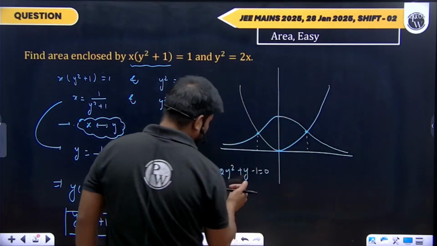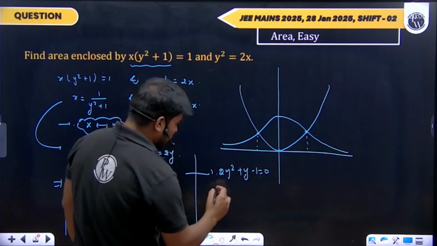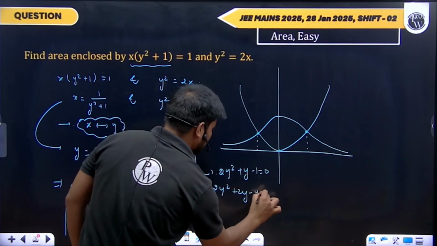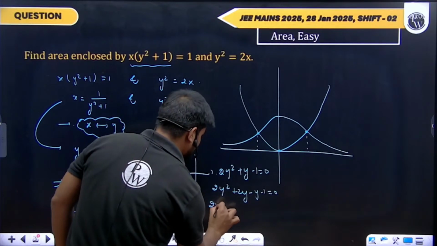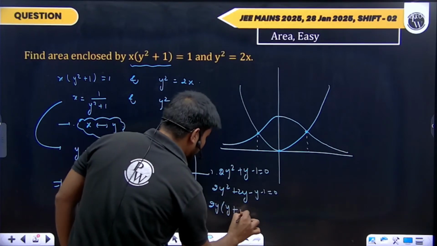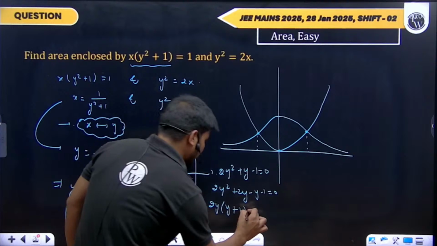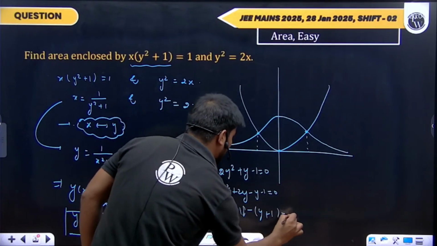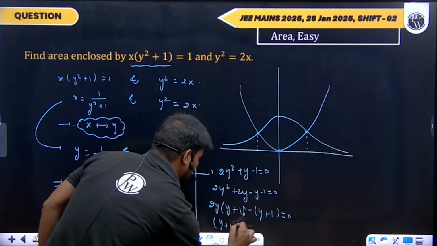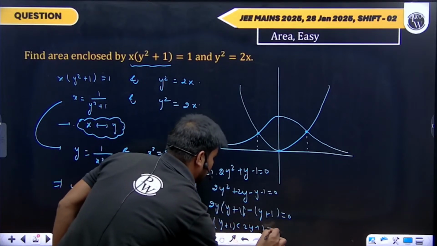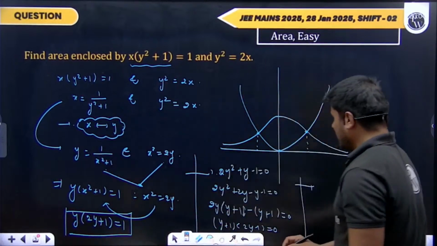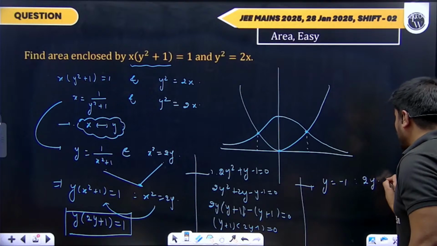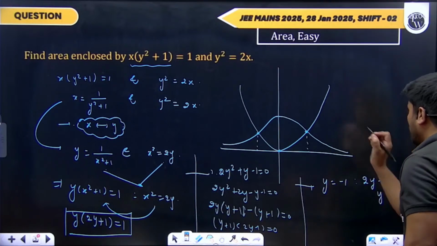Let us solve it. 2y square plus y minus 1, so 2y square plus 2y minus y minus 1 equals to 0. Here we take common 2y and we get y plus 1, and here we take minus common and we get y plus 1. Again we take common y plus 1, and the second factor is 2y minus 1 equals to 0. From here we get two values of y, that is y equals to minus 1 and 2y minus 1 equals to 0, means y is equals to 1 by 2.